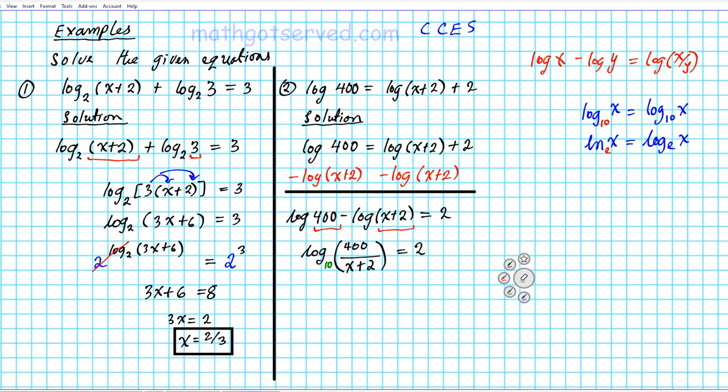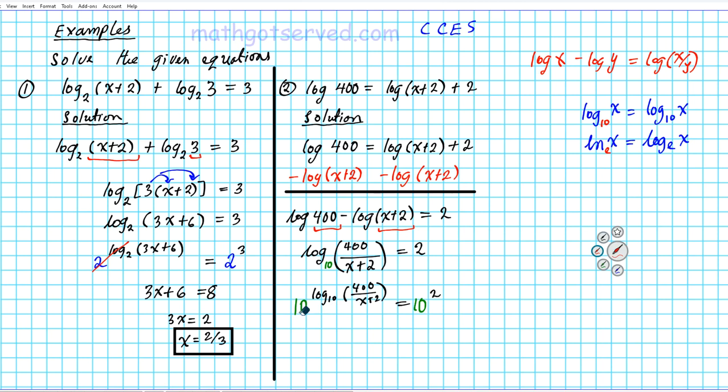So let's go ahead and apply that idea here. The implied base is 10. How does that help us? Well, we're going to eliminate. The eliminate move involves exponentiation. So we're going to put a big 10 on both sides. Exponentiate both sides. On the left side, we're going to have 10 to the log base 10 of 400 over x plus 2, and then on the right side, 10 to the 2.